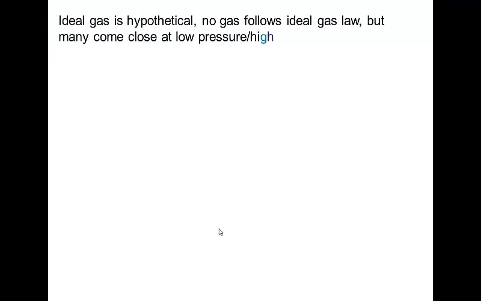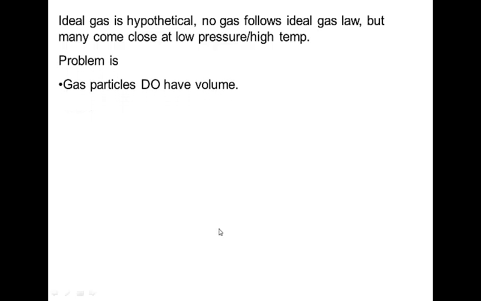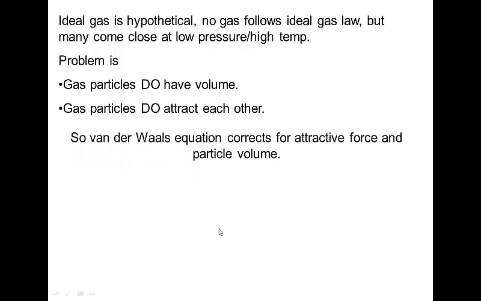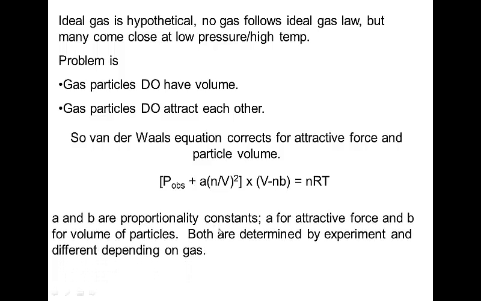Ideal gas is hypothetical. No gas follows the ideal gas law, but many come close at low pressure and high temperature. The problem is, gas particles do have volume. The particles themselves do contribute to the volume of the gas. Gas particles do attract each other. So the van der Waals equation corrects for attractive force and particle volume. The van der Waals equation looks like this. Notice its similarity to the ideal gas law. Also notice it's a little uglier than the ideal gas law. And a and b are actually proportionality constants that are indigenous to the particular gas you're looking at.